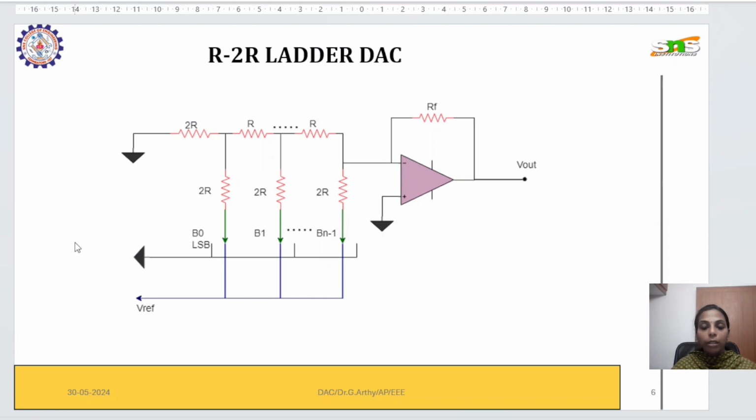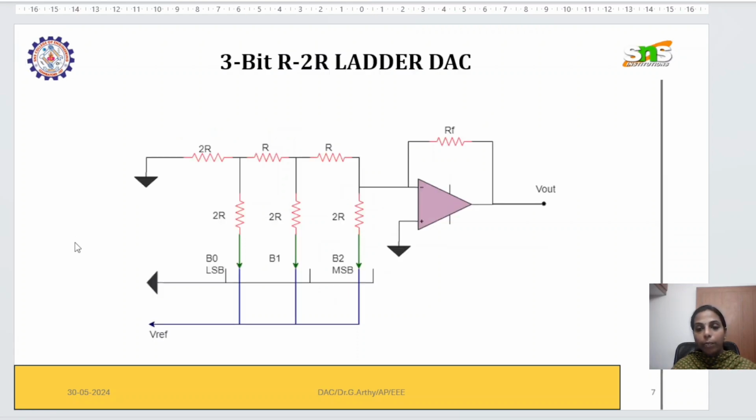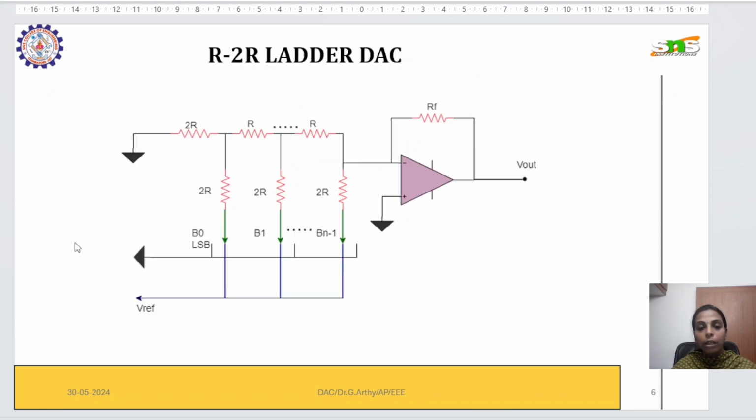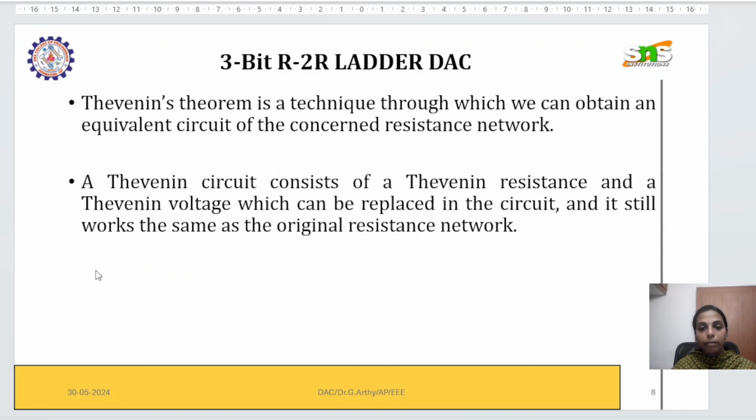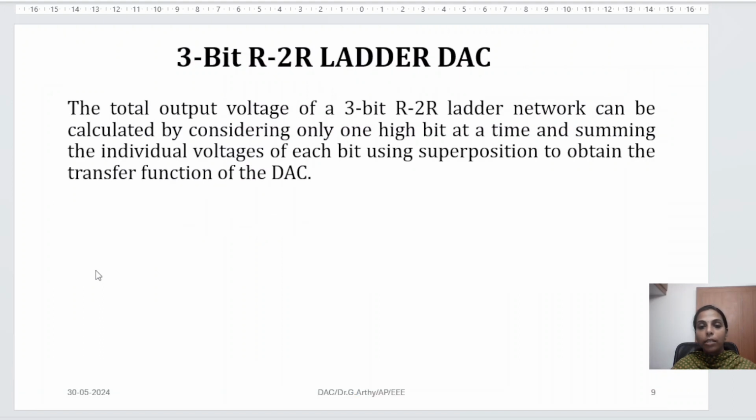Now we have to find the Thevenin's resistance value. So how will we calculate the Thevenin's resistance? If the input is 0, we'll connect it to the ground, and if it is 1, we'll connect it to the supply. We'll be using Thevenin's theorem, through which we can obtain an equivalent circuit of the concerned resistance network. A Thevenin circuit consists of a Thevenin resistance and a Thevenin voltage, which can be placed in the circuit and still works the same as the original resistance network.